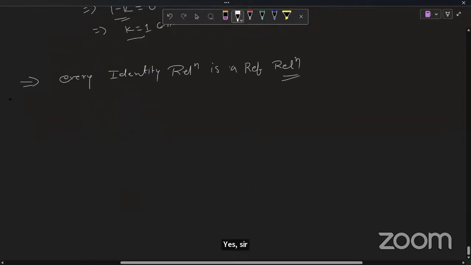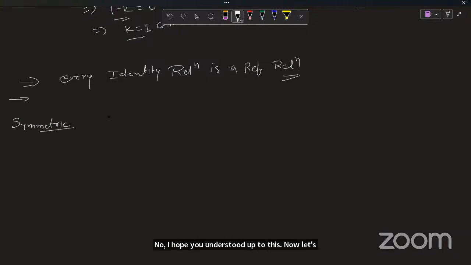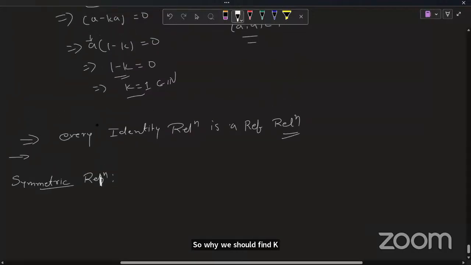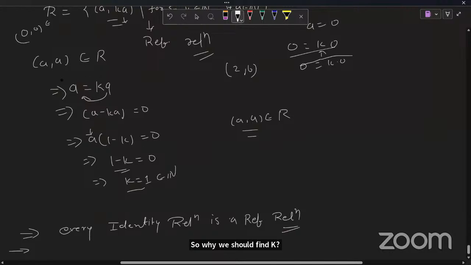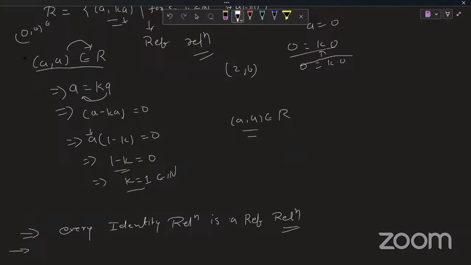Now I hope you understood up to this. Now let's move to the symmetric relation. See, why should we find K? Because we need to show that this (A, A) is inside R or not. For showing R is reflexive, we need to see whether this element is inside R or not for all A belonging to N.